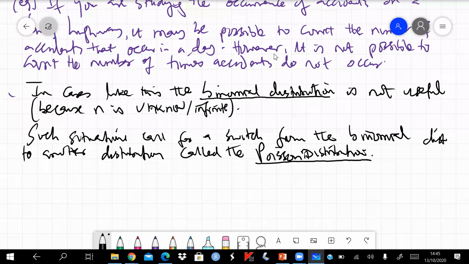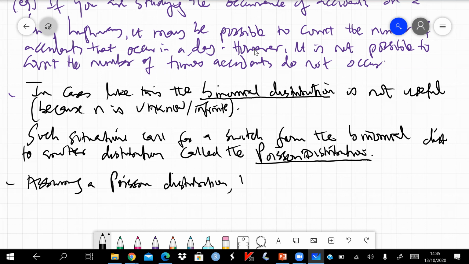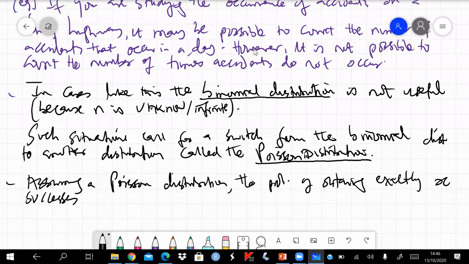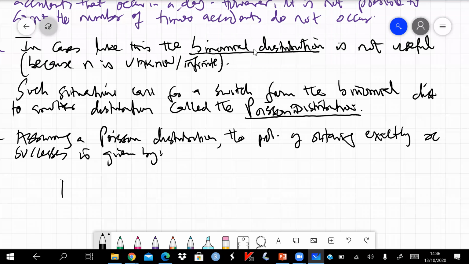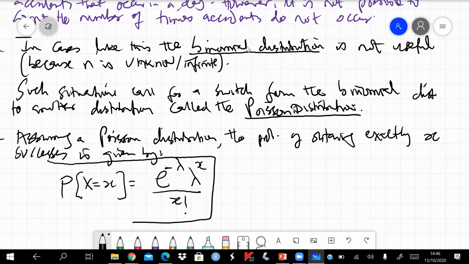Okay. So now let's say that if we assume that in a given scenario, our situation follows a Poisson distribution, the probability of obtaining exactly X successes is given by this formula that we use for the Poisson distribution. Probability that X is equal to x is given by e to the minus lambda multiplied by lambda to the power x, divided by x factorial.